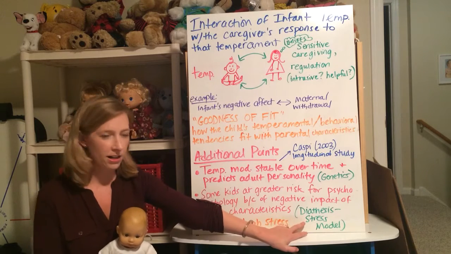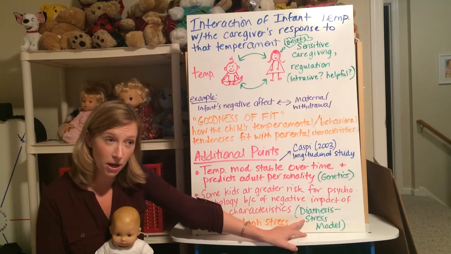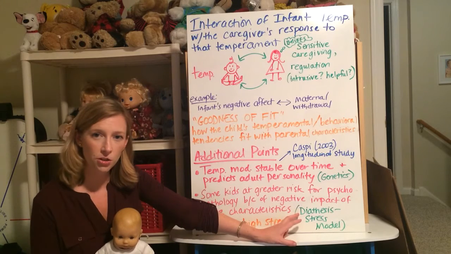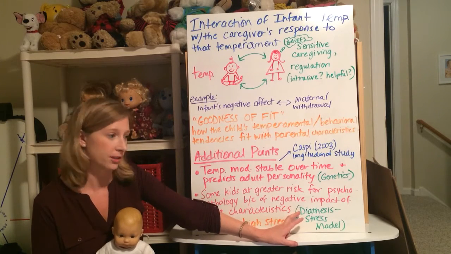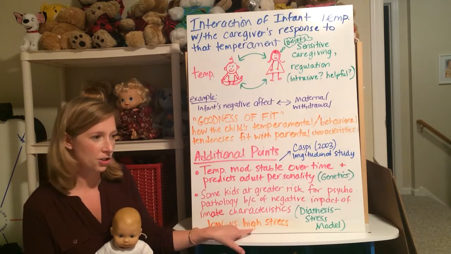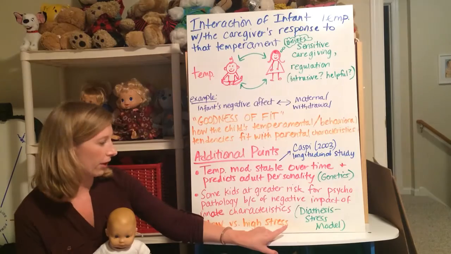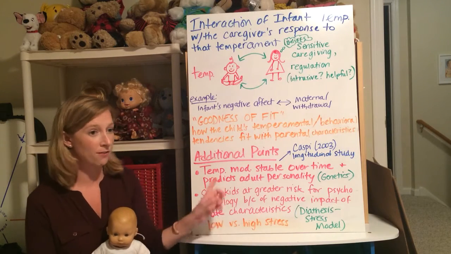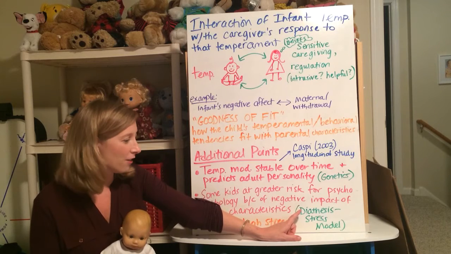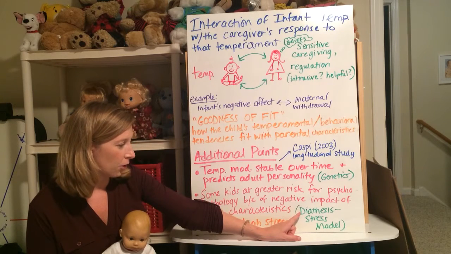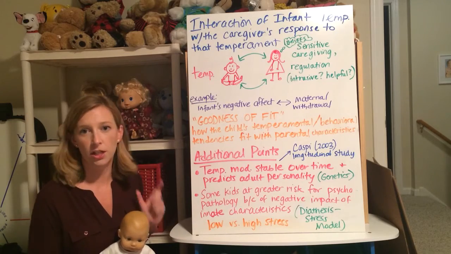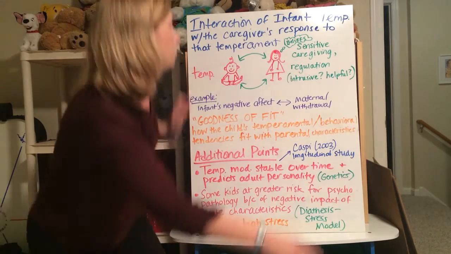This is illustrating this diathesis stress model, which we have talked about before, right? So the predisposition or the diathesis here would be the difficult temperament. And then if you have high stress, then that combination could lead to psychopathology, greater risk for psychopathology. You could also have someone with the diathesis or predisposition of a difficult temperament, but they're in a low stress environment, and therefore the psychopathology never emerges.